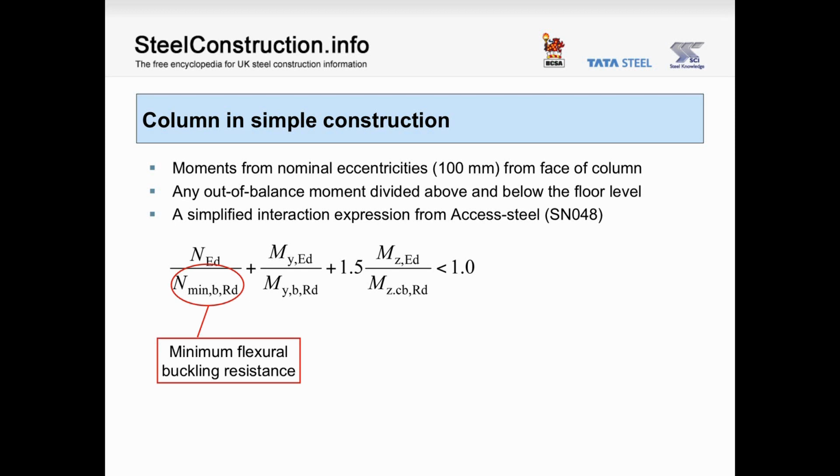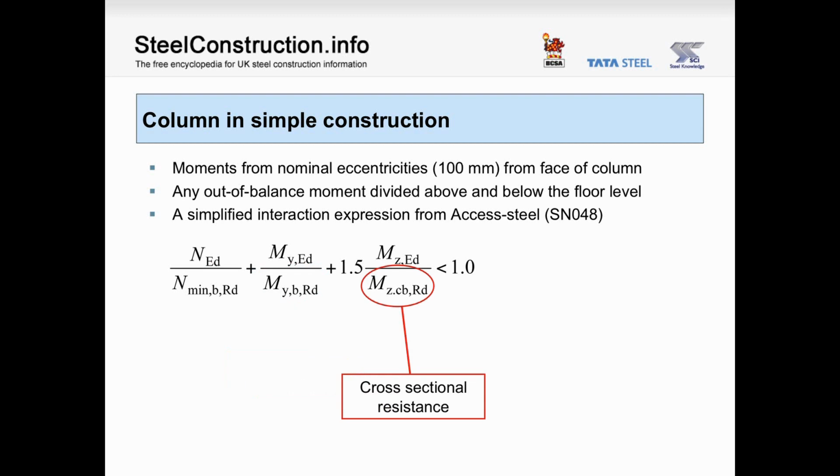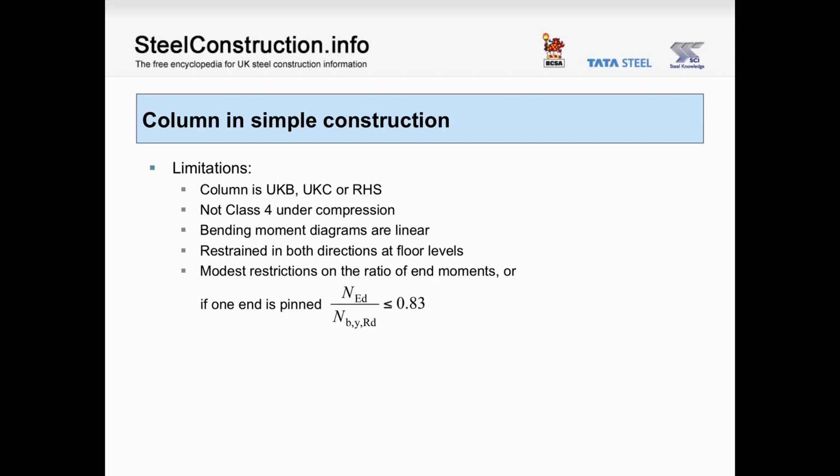So in the first term, we need to calculate the minimum flexural buckling resistance. In the middle term, it's the major axis moment divided by the lateral torsional buckling resistance, and the final term is the cross-sectional bending resistance in the minor axis. There are some limitations, and here they are, and as we proceed with a numerical example, we will make sure that we satisfy these limits. In most cases, we will.